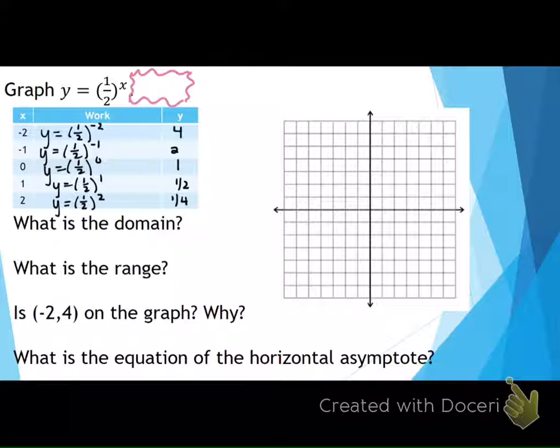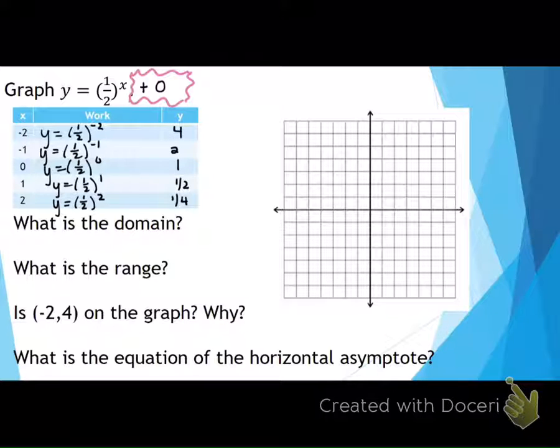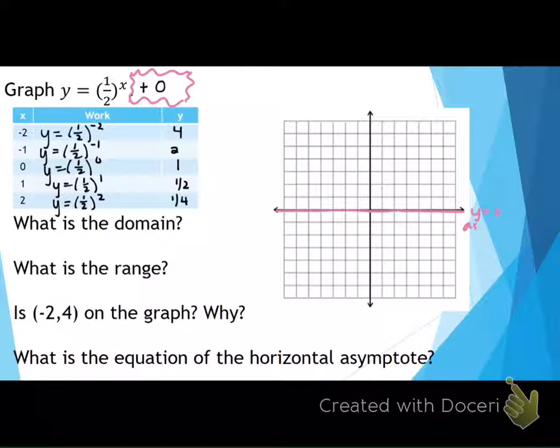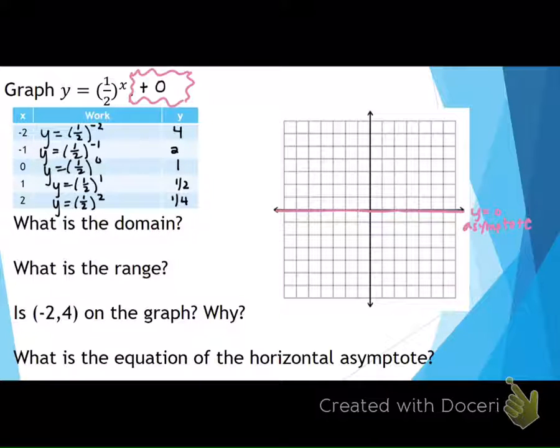What is our asymptote? It's adding 0. So we have a line at y equals 0 for our asymptote. It's not always 0. It just happens to be 0 again. We will talk about it. The next one will have a different asymptote. We'll go from there.